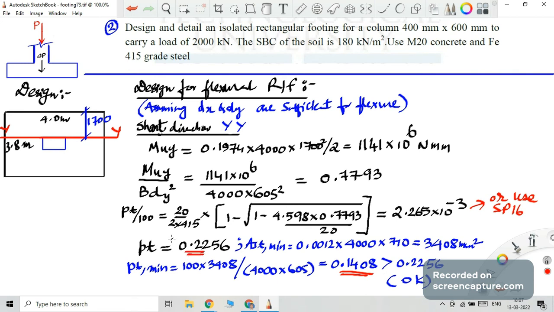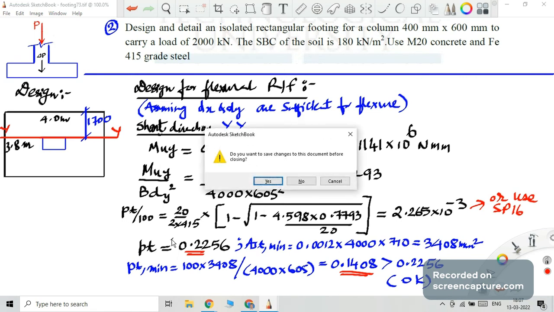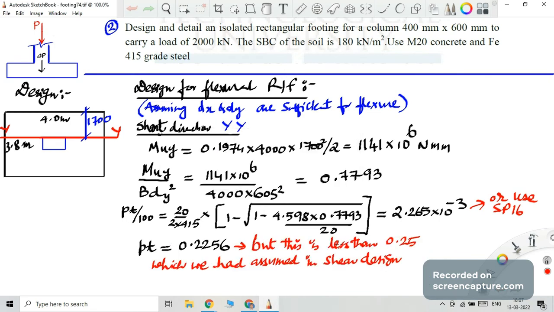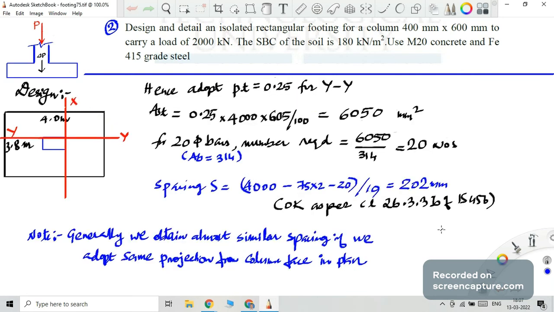That's okay, but the issue in this case is not only that. Our assumption, as in the previous case, was 0.25 for one-way shear. So this is only 0.2256. So we need to discard this and use this. Okay. So adopt PT 0.25 for YY also, and AST is 0.25 percent. Sorry, percentage. Area is okay.